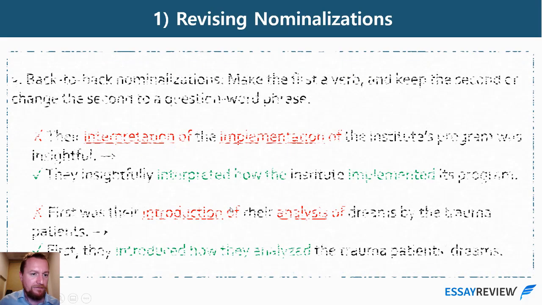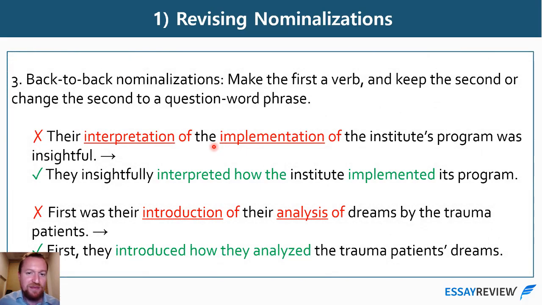Their interpretation of the implementation of the Institute's program was insightful. You can see in these long nouns, nominalizations, where's the verb? Interpret. It's the first part. Implementation, implement. Right? You can see it. They insightfully interpreted how the institution implemented its program. So actually here, using a "how" or "what" phrase, you can shorten this as well.